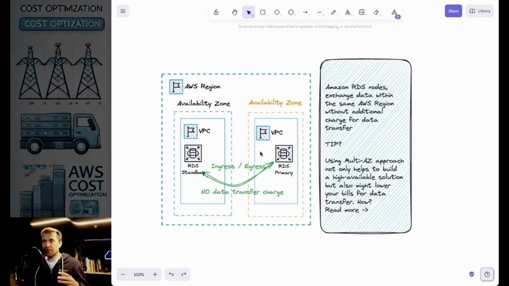Today is another episode of how to avoid unnecessary cost and how to architect in a cost-effective way. Join me. Today's episode is about databases.